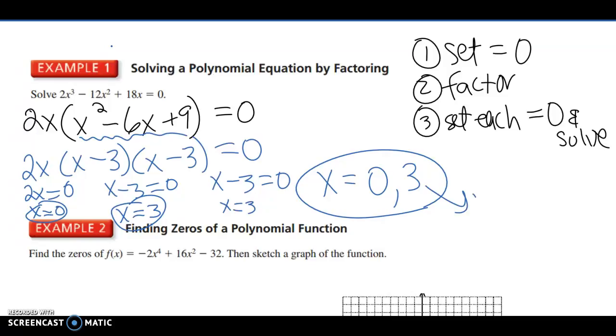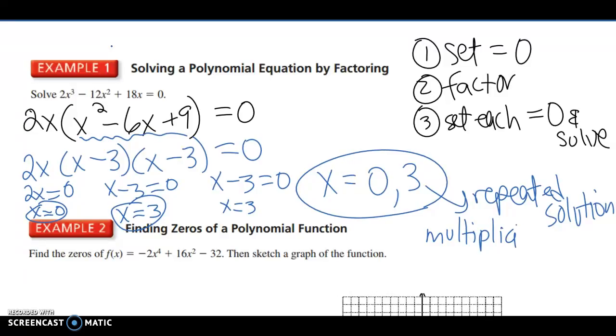We call 3 a repeated solution, which you just got the definition for. And we also say that 3 has a multiplicity of 2, which just means it shows up in the factors twice.